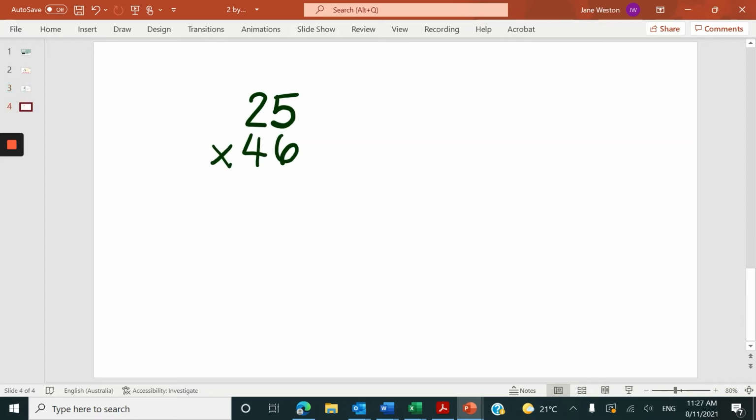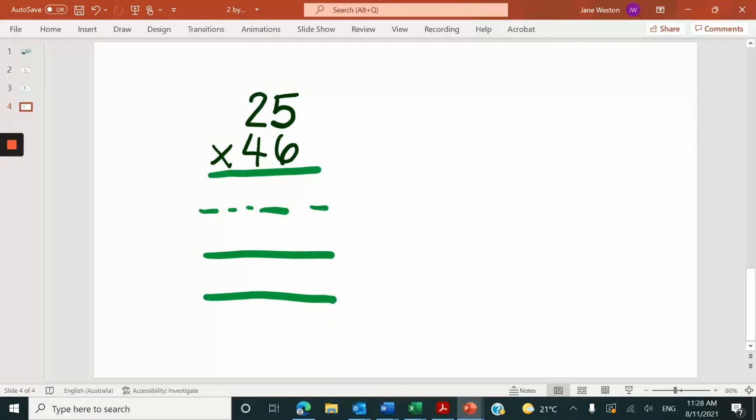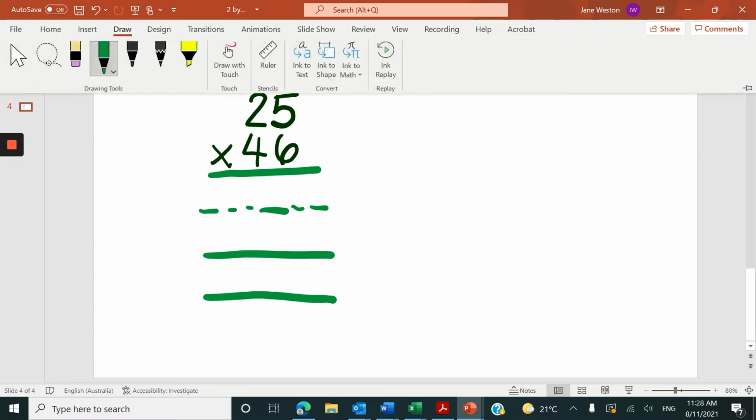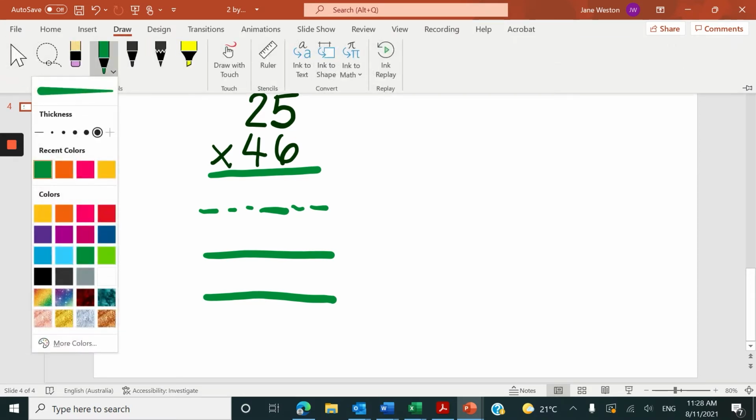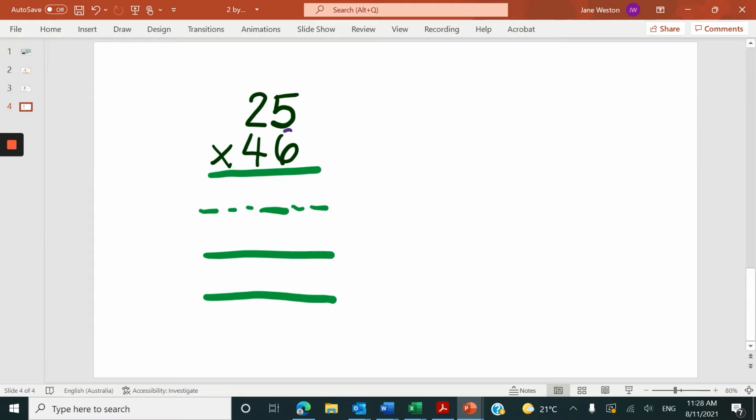Remember I broke my 46 into 2 parts. To start solving, we're going to draw our solving lines. This is something we need to do with this sort of problem. We're going to put a dotted line here in the middle. We're going to do 2 different solves here. I'll choose a different color just to keep it nice and clear for you. We'll do the purple around my 1s, and this line here in my solve is where I'm going to do my 1s.